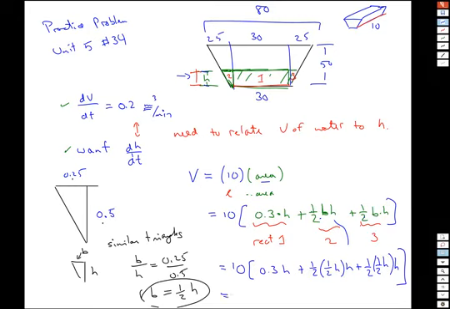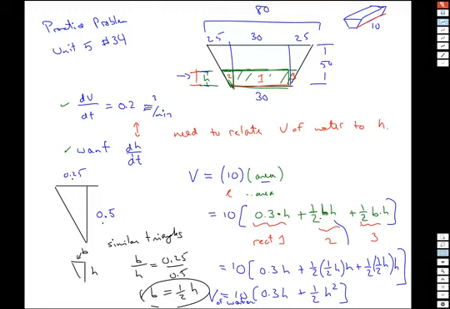At the end of the day, if we start multiplying all this out, we're going to have 0.3 H's. We'll have a quarter H squared, a quarter H squared. At the end of the day, it'll be 1/2 H squared. That equals the volume of water in our scenario.